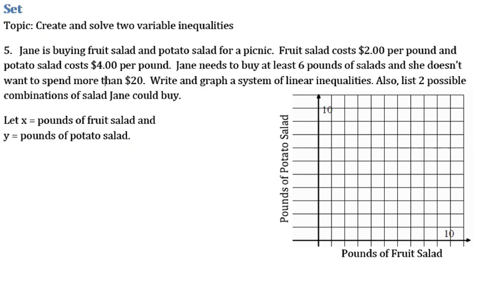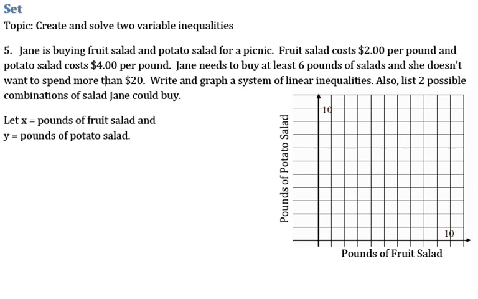Simple enough, right? Alright, now let's take a look at this. Create and solve two variable inequalities. Jane is buying fruit salad and potato salad for a picnic. Fruit salad costs $2 per pound and potato salad costs $4 per pound. Jane needs to buy at least 6 pounds of salads and she doesn't want to spend more than $20. Write and graph a system of linear inequalities. Also list 2 possible combinations of salad Jane could buy.